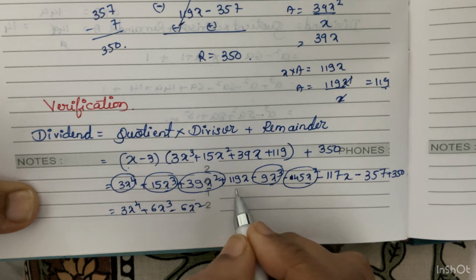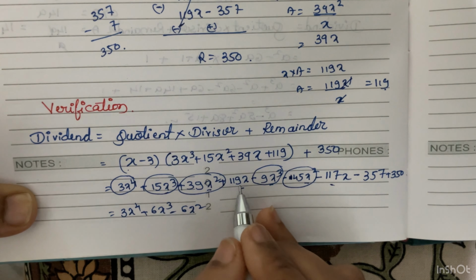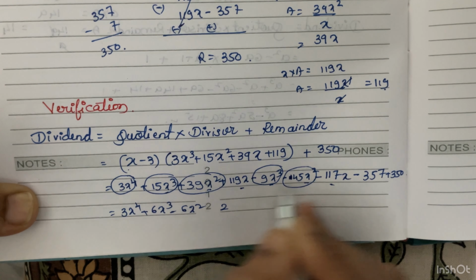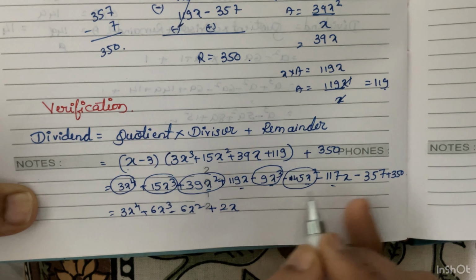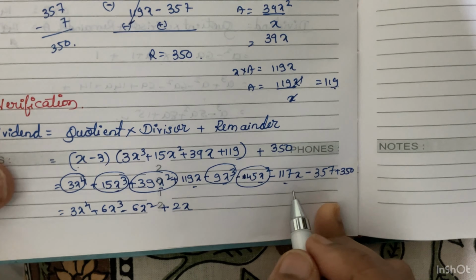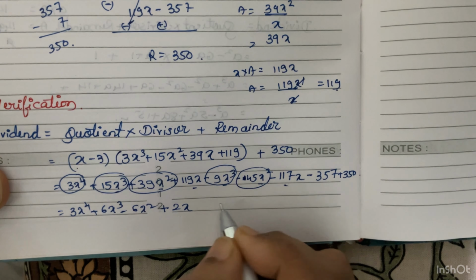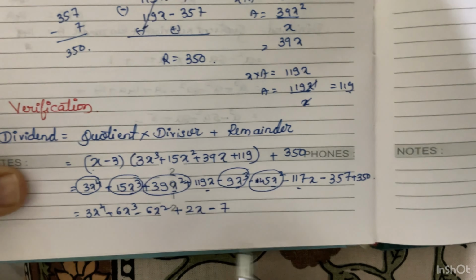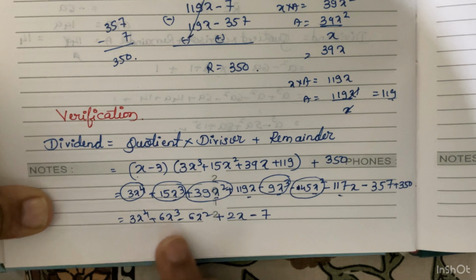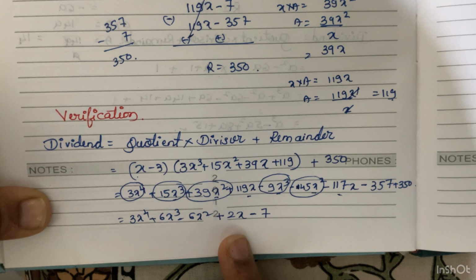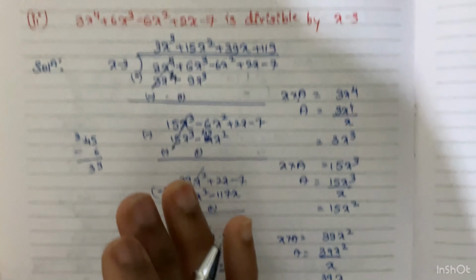Next one, we are having x here, and x here, and it is having the unlike sign, so we need to subtract. 9 minus 7, I'll have 2x, and the bigger number carrying the positive sign here. Now we need to subtract here, like 357 minus 350, I'll have a 7, and the bigger number carrying the negative sign. So this is the dividend we have: 3x raised to the power 4 plus 6x cube minus 6x square plus 2x minus 7. So we found the correct answer. Hence the division we have done here is correct.